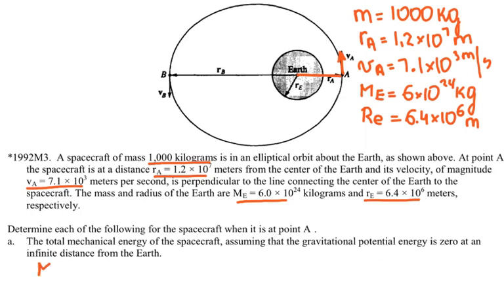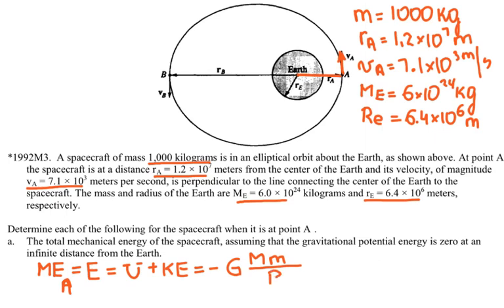Sometimes you will see something written like this: the total mechanical energy, E, is equal to the potential energy of the object plus the kinetic energy of the object. And that's going to be the energy at point A. So I have negative G, mass of Earth, mass of the satellite, over r, the distance, and that's going to be RA, plus the kinetic energy, which is 1/2 m, and the velocity of A squared.